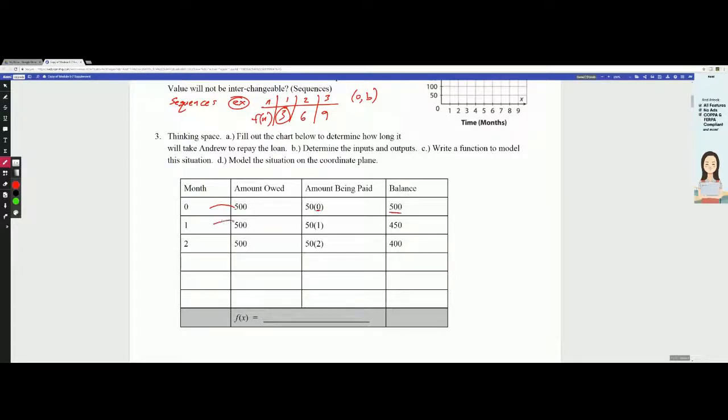Now the first month rolls through, he still owes 500 bucks, but Andrew gives his parents a $50 bill. So now he only owes them 450. Second month comes through. He still originally owed them 500 bucks, but now he's paid them two $50 bills, which makes him down to $400. So if you can see here, our rate of change is down 50 bucks for every month. So every 1 month.